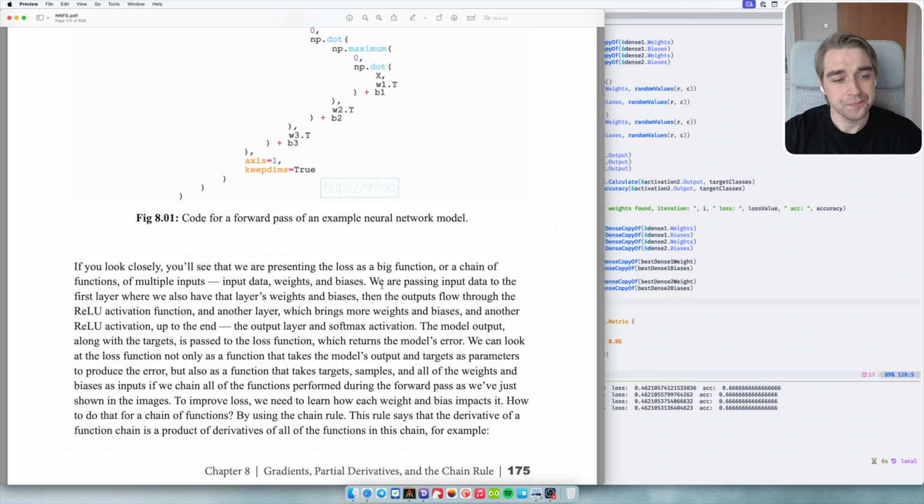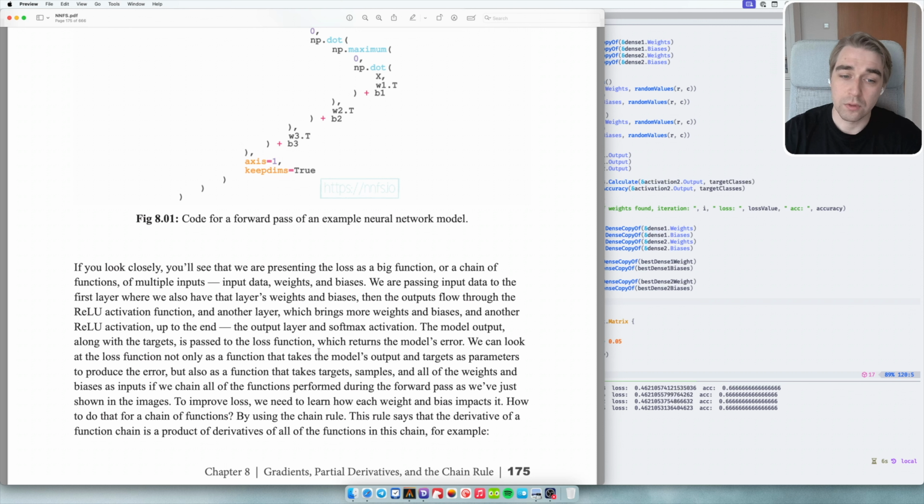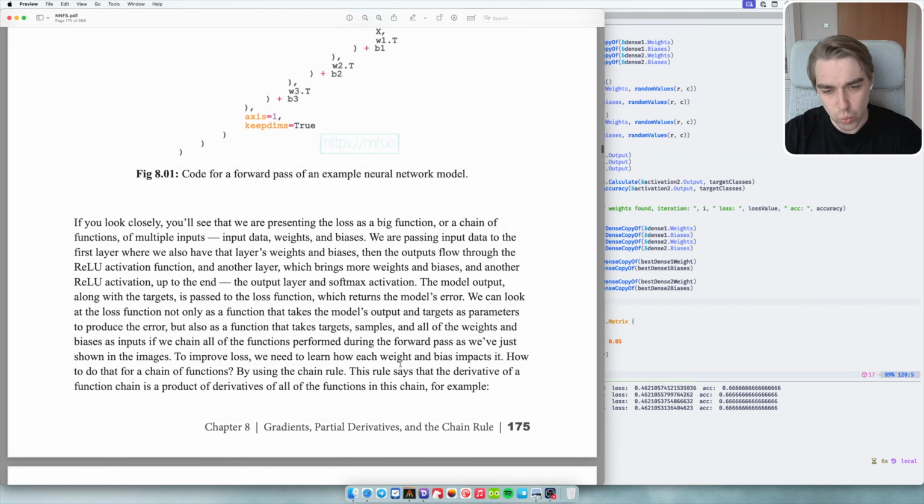The model output, along with the targets, is passed to the loss function, which returns the model's error. We can look at the loss function not only as a function that takes the model's output and targets as parameters to produce an error, but also as a function that takes target samples and all of the weights and biases as inputs, since all of these functions are performed during the forward pass, as shown in the images. To improve the loss, we need to learn how each weight and bias impacts it. We do that for a chain of functions by using the chain rule.